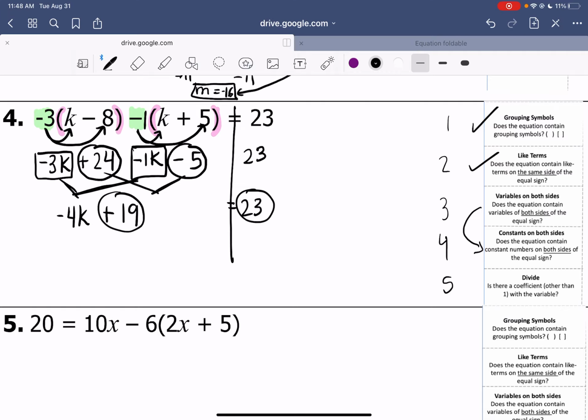So with our 19, we're going to subtract 19 from both sides, and then that becomes 0, and we're left with negative 4k equals, sorry, not a negative 4. It's actually going to be 23 minus 19, which is 4. And then negative 4, divide both sides by 4. So that allows us to move our constant and to divide by our coefficient. We're left with k equals negative 1.